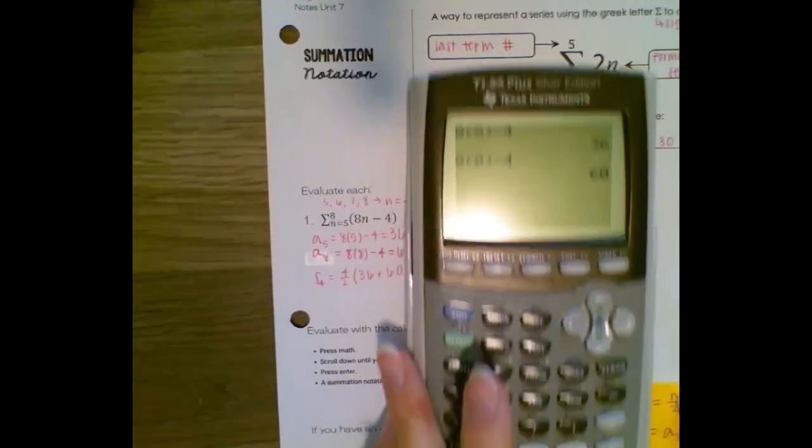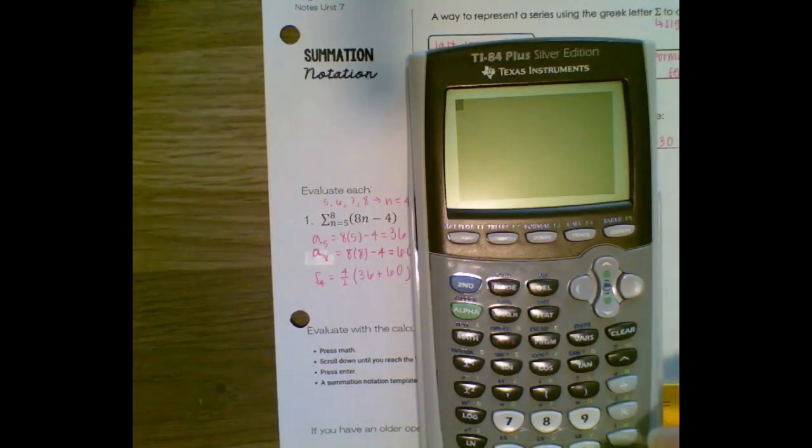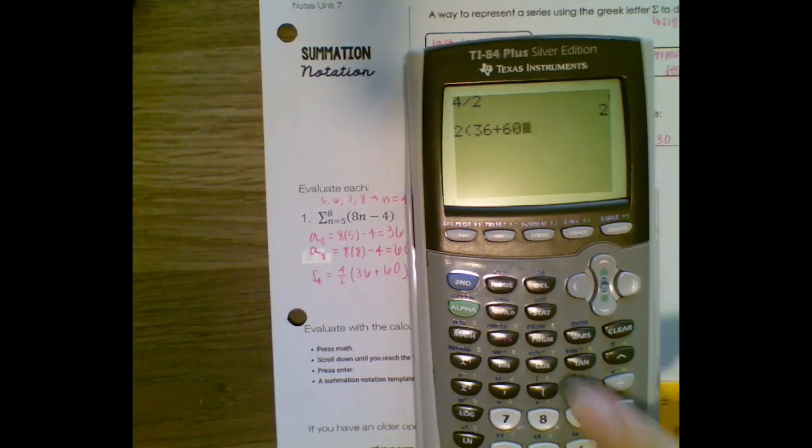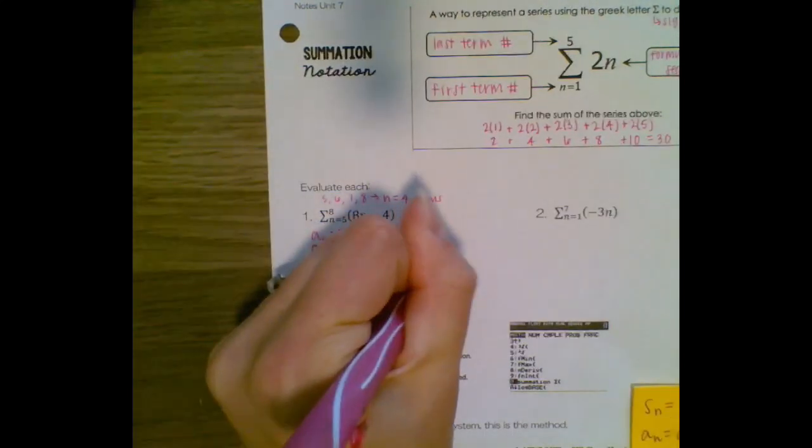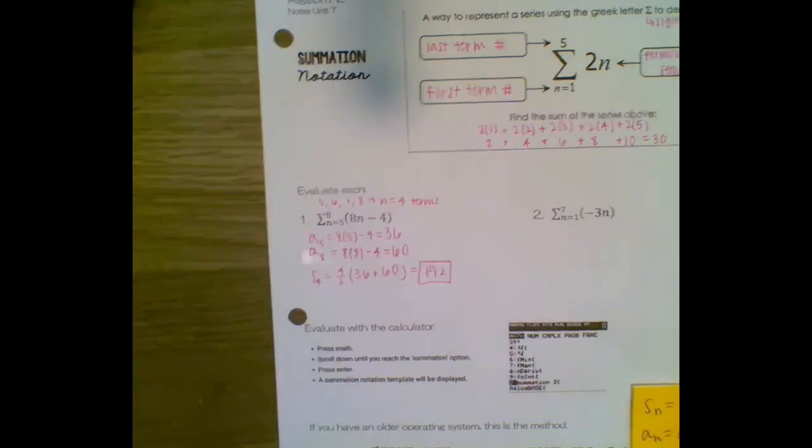And that is what you are typing into your calculator. So 4 divided by 2 is 2. So you're doing 2 times 36 plus 60, which is 192.